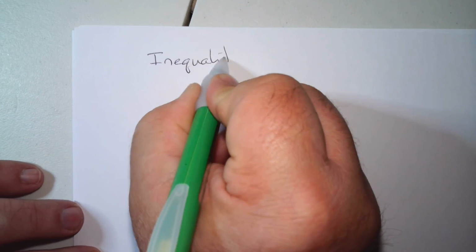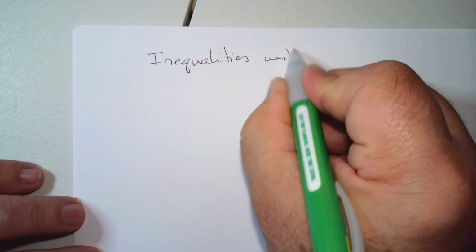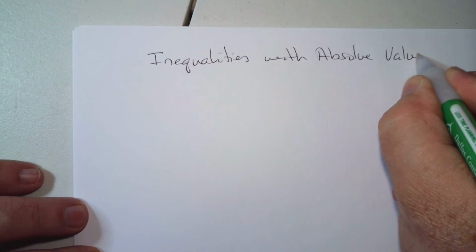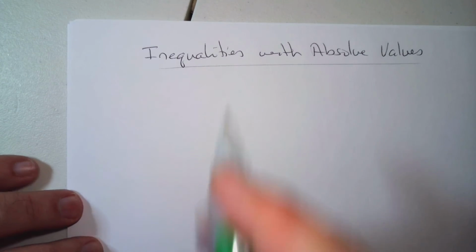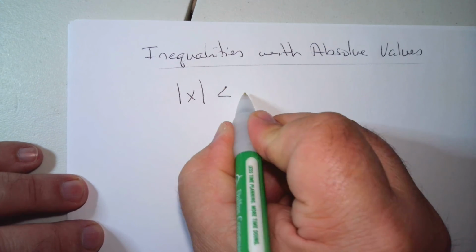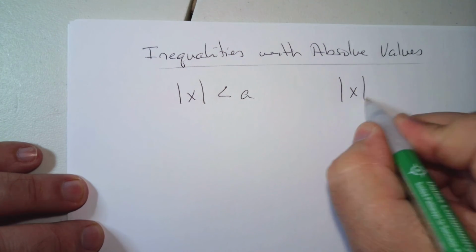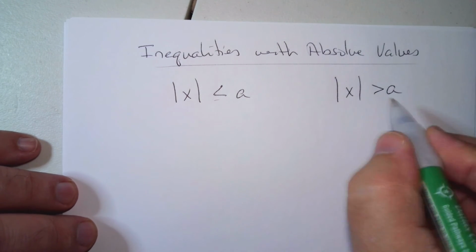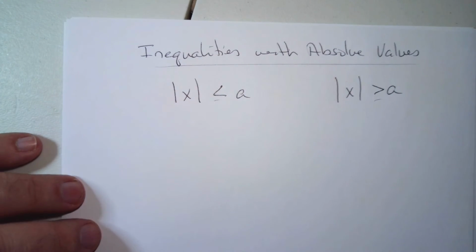Inequalities with absolute values. We have two possibilities here. Absolute value of x can be less than a, or absolute value of x can be greater than a. Now, it also works if it's equal to also. So I'm going to focus on this one.